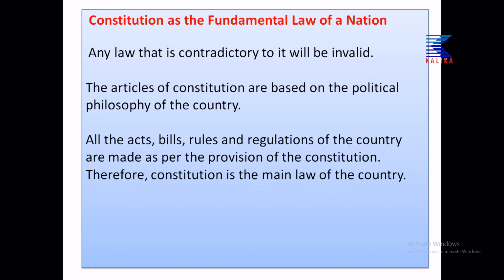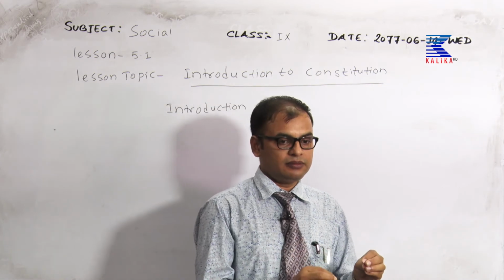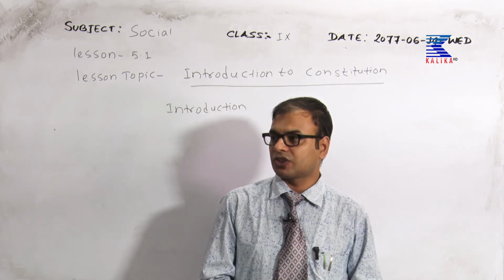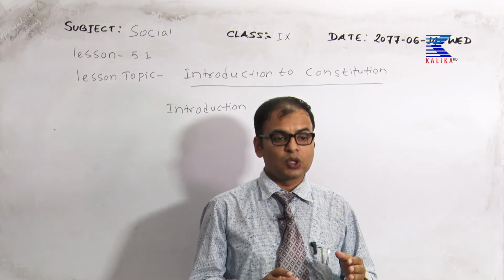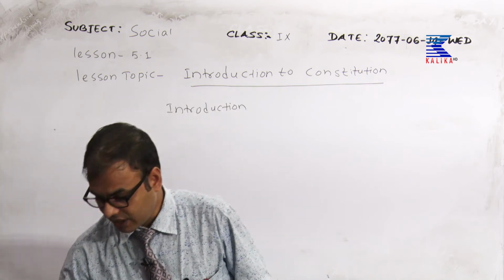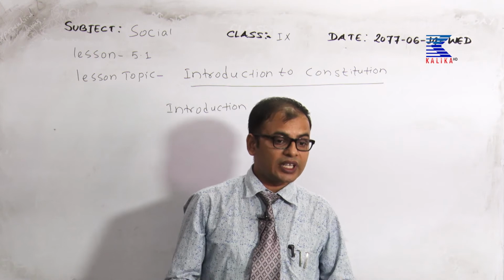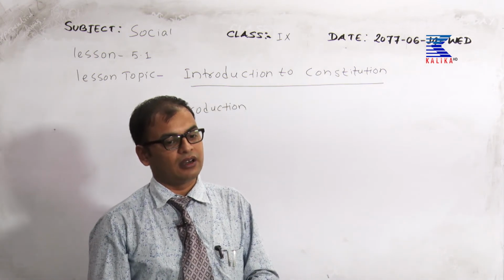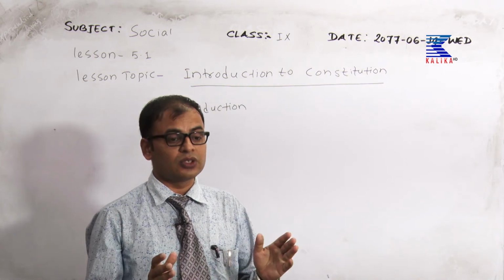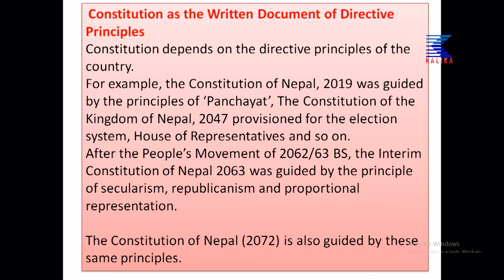law of the country. Or in a single sentence, you can say all the laws are made based on the constitution. If any law goes beyond the theme of the constitution, it will be called void or invalid. That is why we can say the constitution is the main law of the country. Now, let us go to the next point: the constitution as a written document of directive principles.